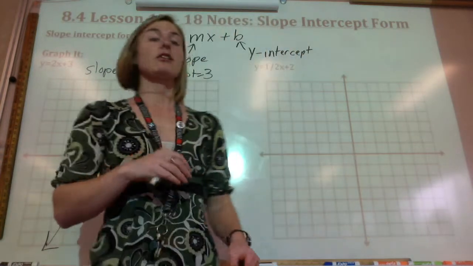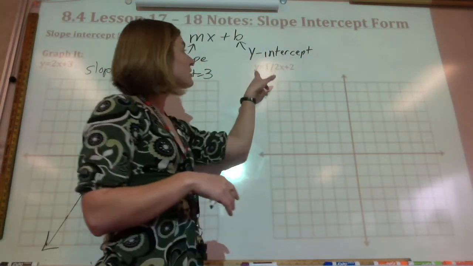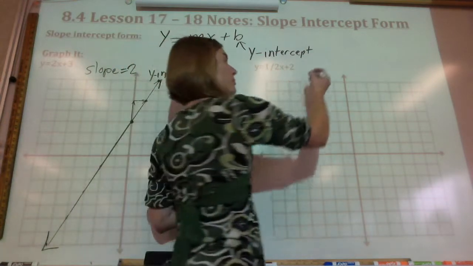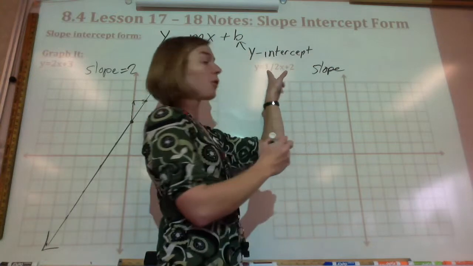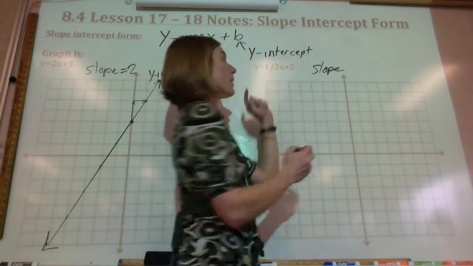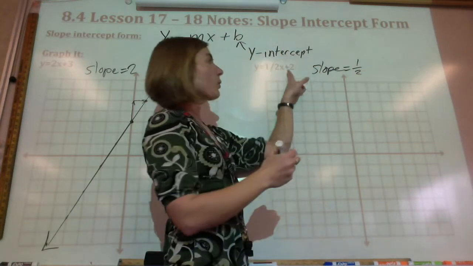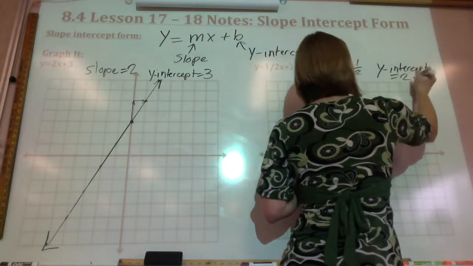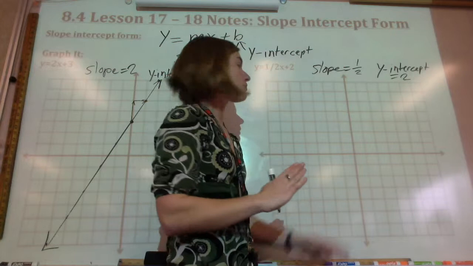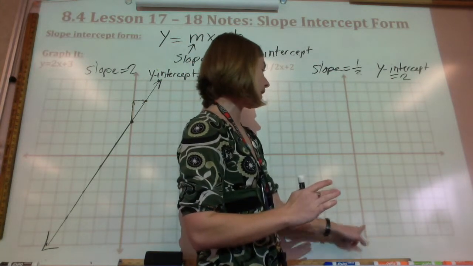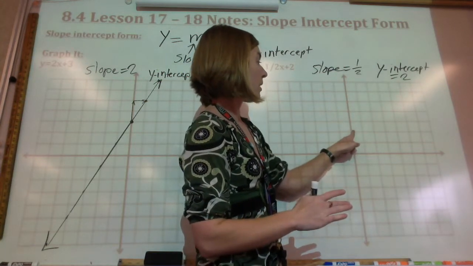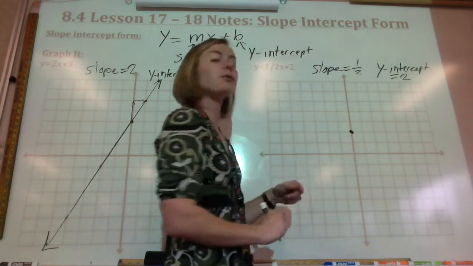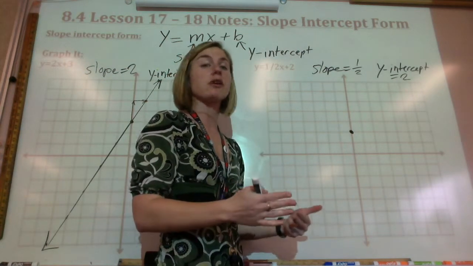Let's take a look at our next example. So this is y equals 1/2 x plus 2. So our slope is the number that's always in front of x. So in this case, it's 1/2. And our y-intercept is 2. So we'll start at 2, because the y-intercept is 2, so we start where the y-axis is 2, so right here, so we have a point at (0, 2), and now we only need one more point to draw our line.